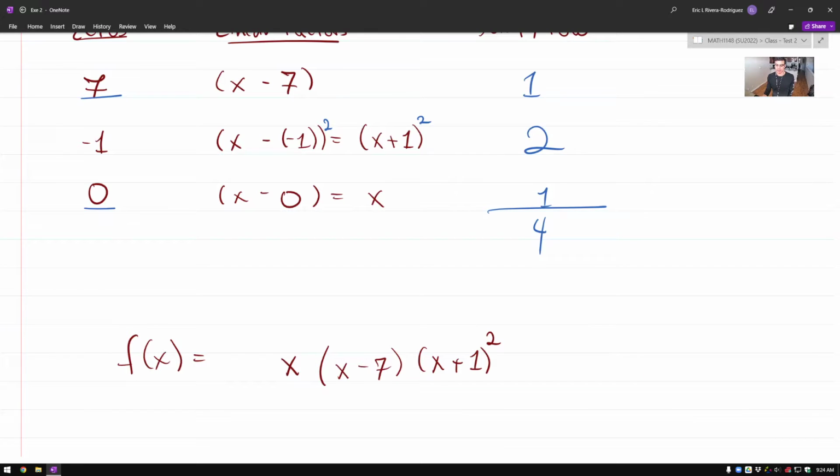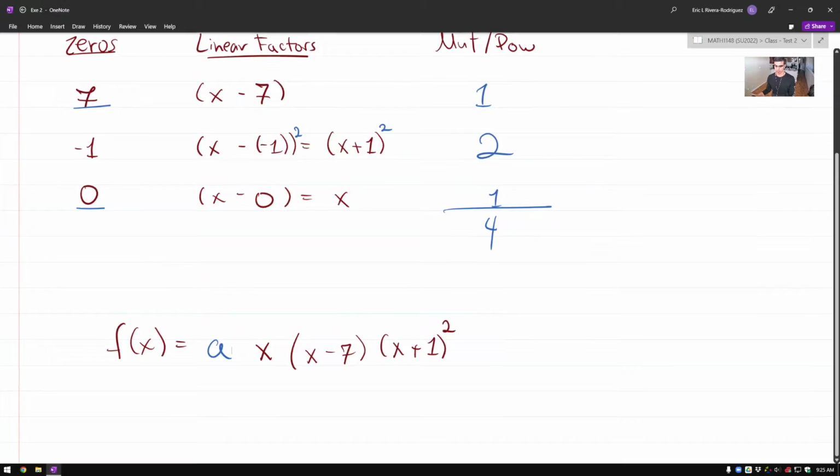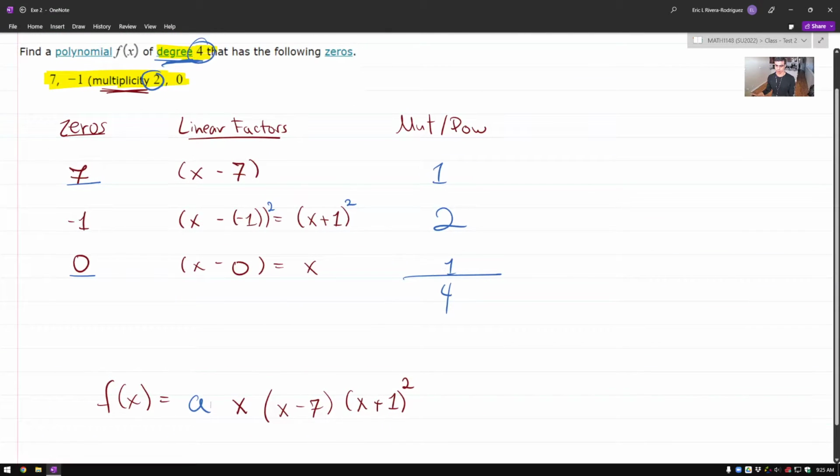So we have 3 factors. One of them repeats itself because of the power of 2. When we add those powers, we get a degree of 4. And because we don't have further information, we are just going to add a variable a in front, representing the leading coefficient. Okay, any questions?